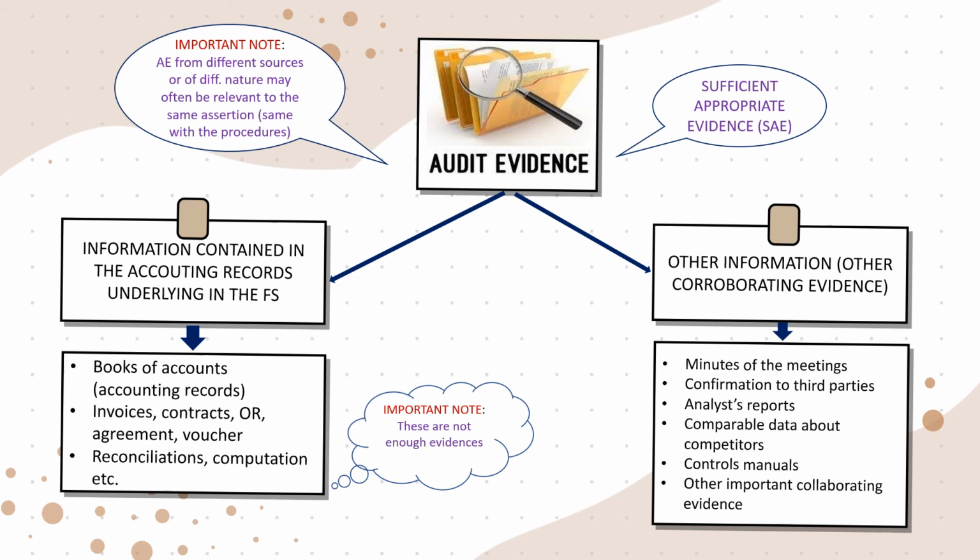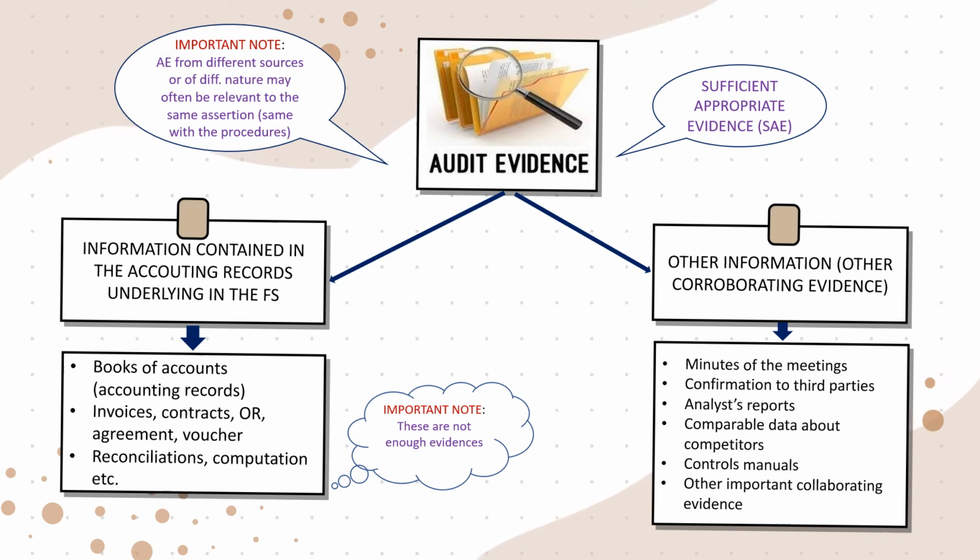So, in audit evidence, there are two classifications. So, number one, ito yung mga accounting records. So, in accounting records, it affects the presentation and preparation of financial statements. And also, the number two classification of audit evidence is called the corroborating evidence.